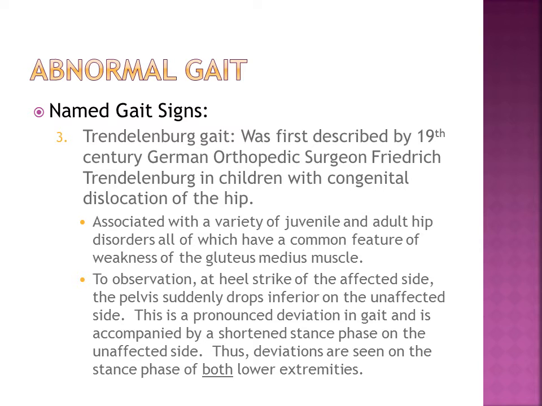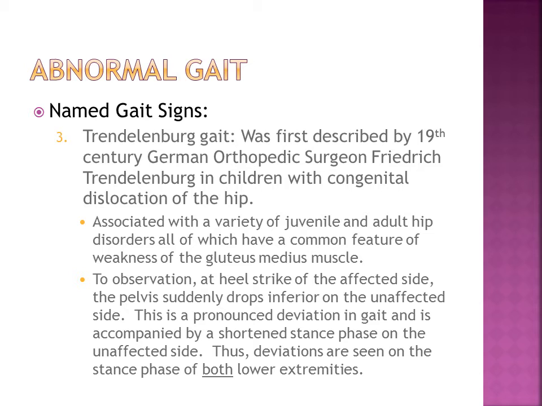Now Trendelenburg gait is associated with a variety of both juvenile and adult conditions, all of which have the common feature of weakness of the gluteus medius muscle. And it's the gluteus medius muscle on the weight-bearing side. So what you would see on observation, considering, for example, the right lower extremity coming in contact with the ground, at heel strike on the right side, the pelvis would suddenly drop inferiorly to the left side, to the unaffected side.